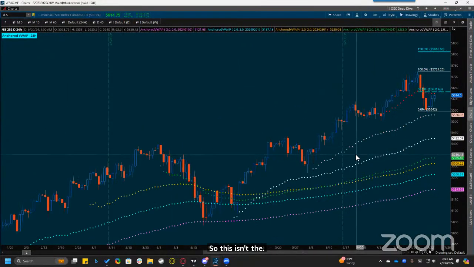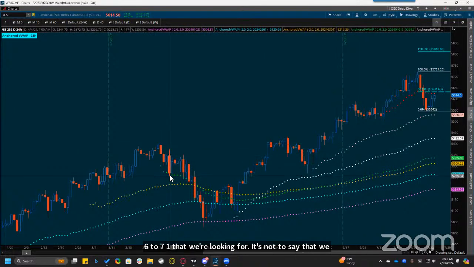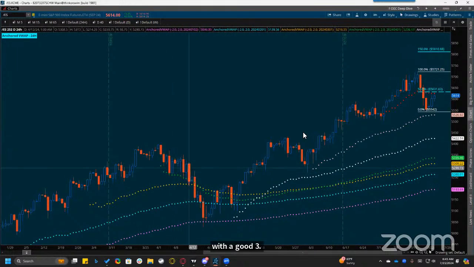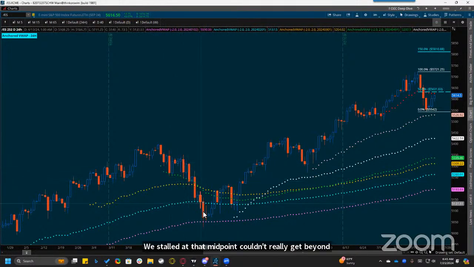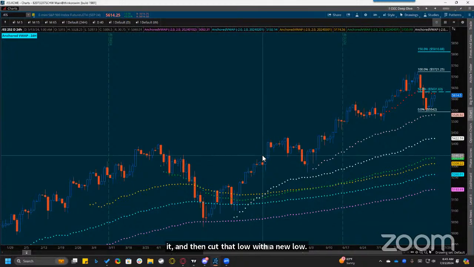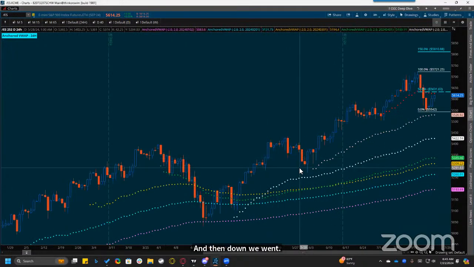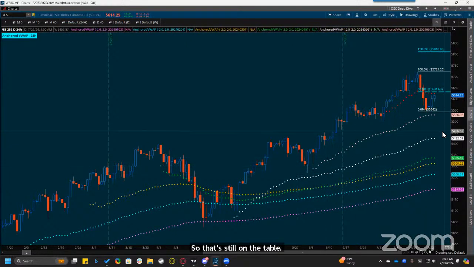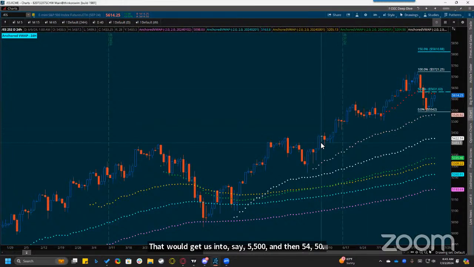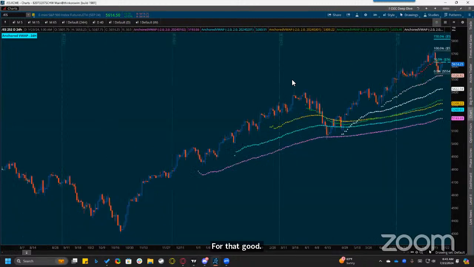It's not to say that we can't get it, right? If you come back here and look, we started with a good 3%. Then we chopped about the midpoint of that, just like we just measured here. We stalled at that midpoint, couldn't really get beyond it, and then cut that low with a new low. And then down we went, right? So that's still on the table. That would get us into, say, 5,500 and then 5,450 for that good 6.5% pullback. I'm not saying that's going to happen, just that it's still on the table.